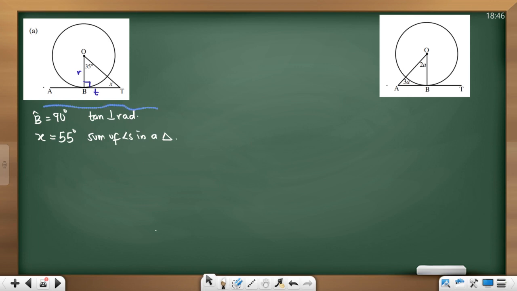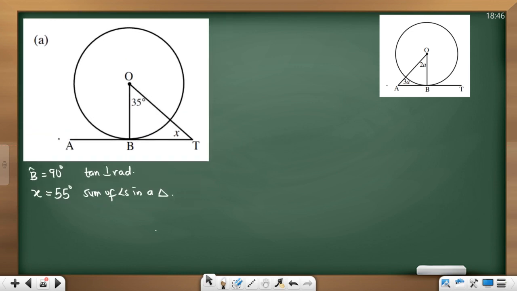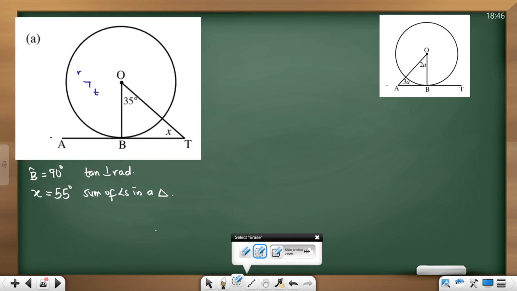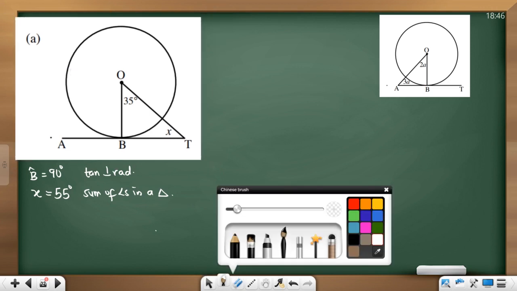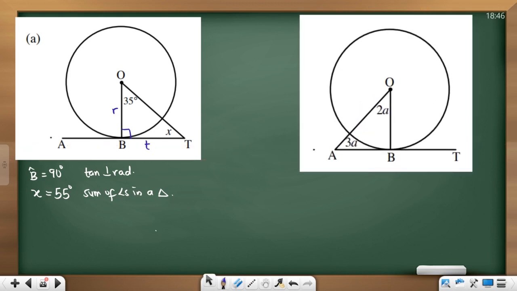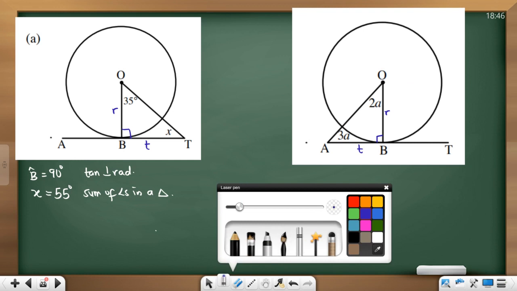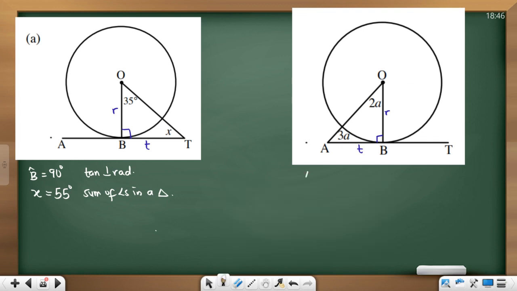Let me make this bigger, because I know you cannot zoom. There we go. So that's my radius again, and that's my tangent, and the angle between them is 90 degrees. Let's look at this one. We're looking for the value of A. Again, radius, tangent, that is 90. What are we saying? Angle B is equal to 90 degrees. What's your reason? Tan perpendicular to radius.